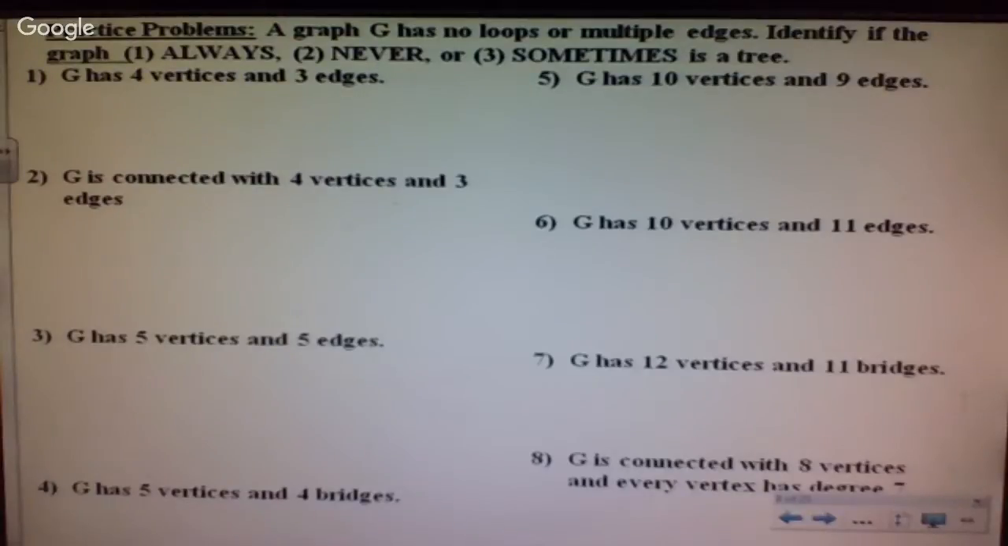Okay? So, take a look at one. It says G has 4 vertices, 3 edges.